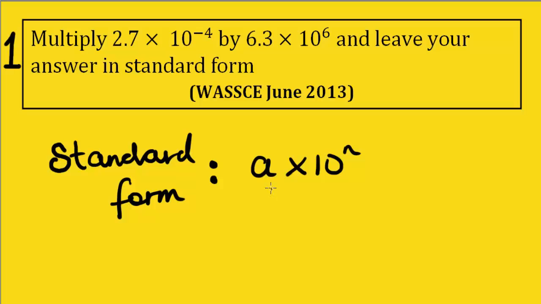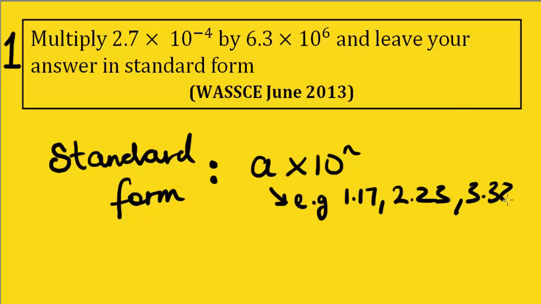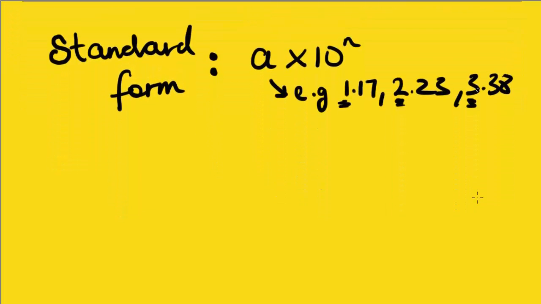So A would be numbers like 1.17, 2.23, 3.38. As you can see, all of these numbers have only one digit before the decimal place. I think the next thing to do is just show you a simple example of converting a number to standard form. So say you were given the number 329 and asked to convert it to standard form. What would you do?